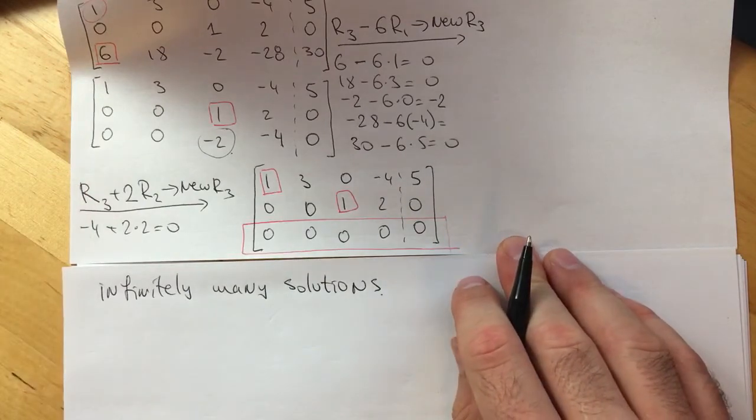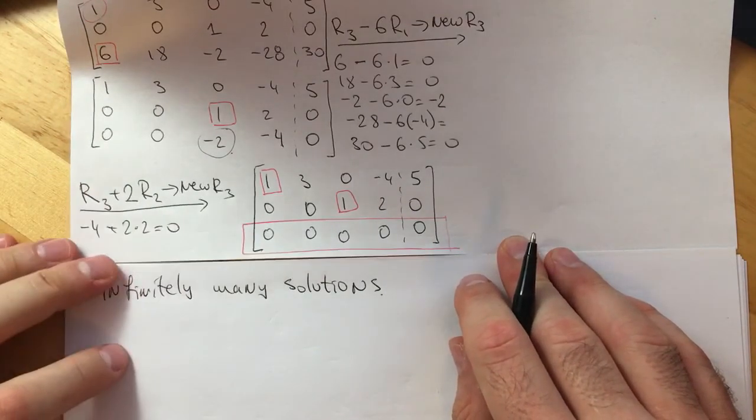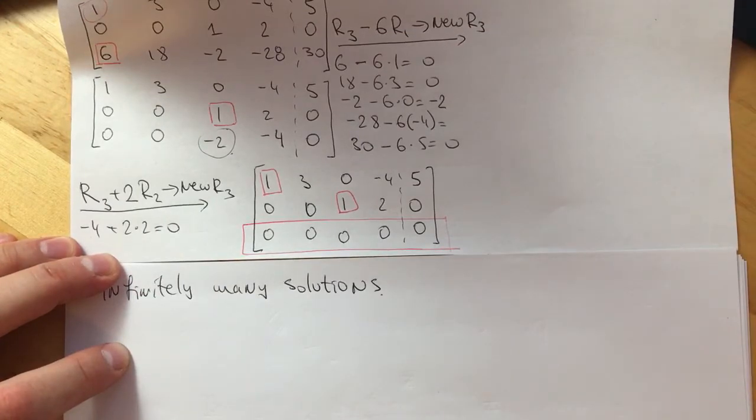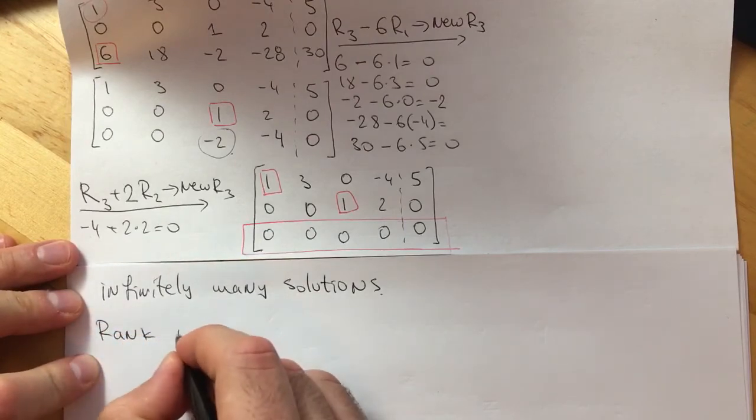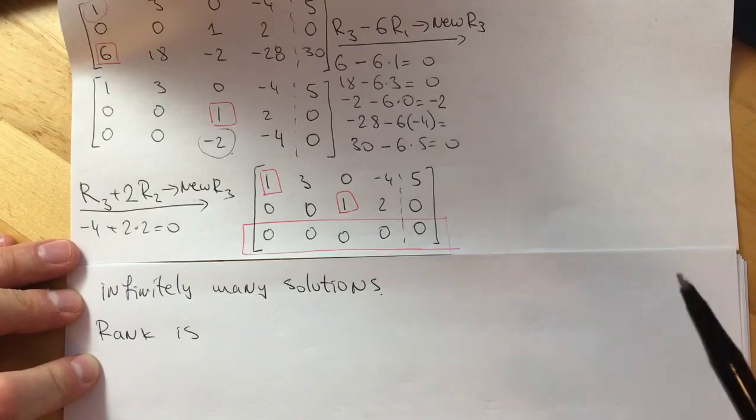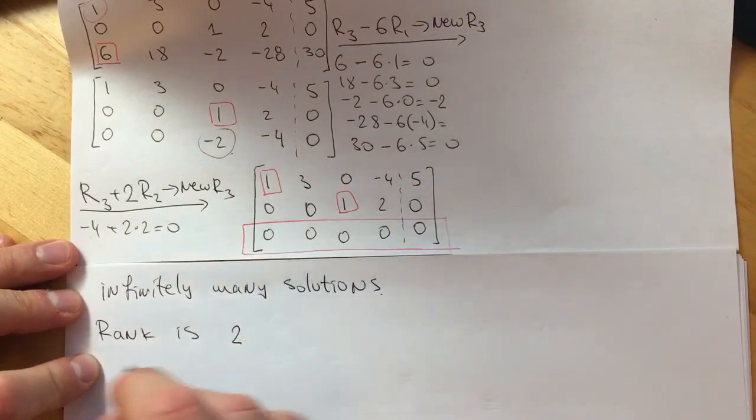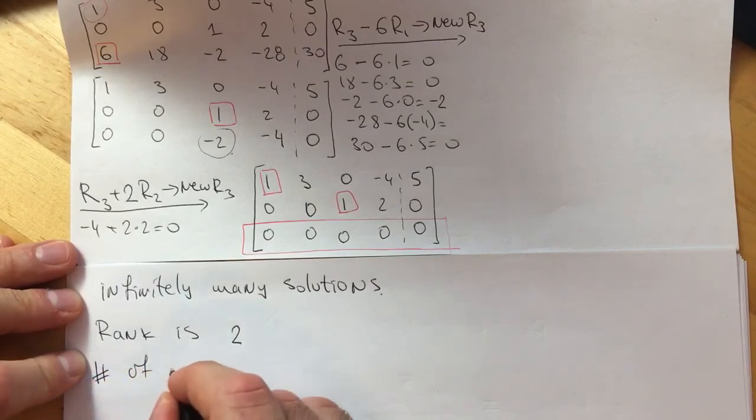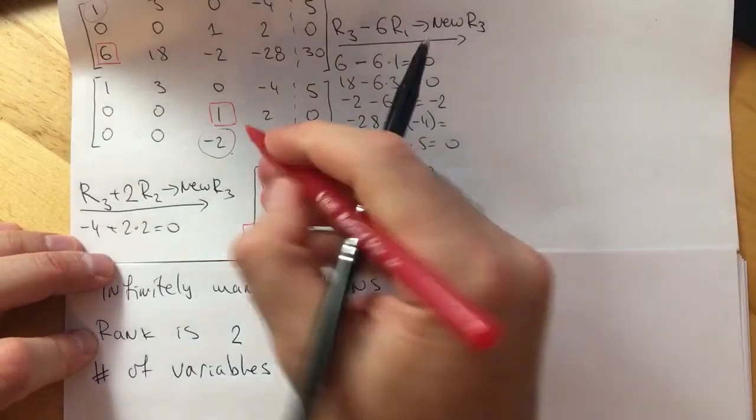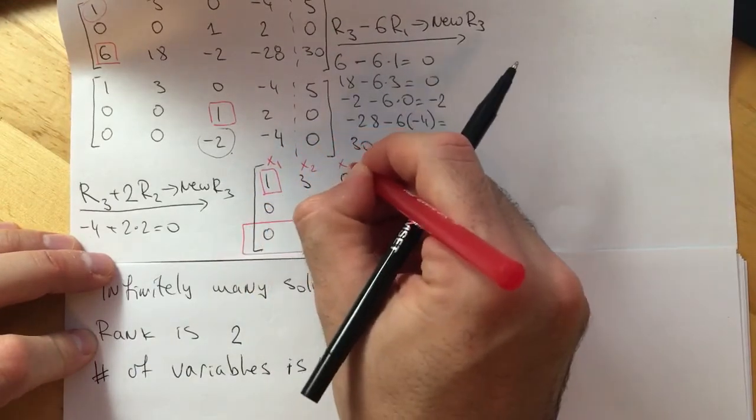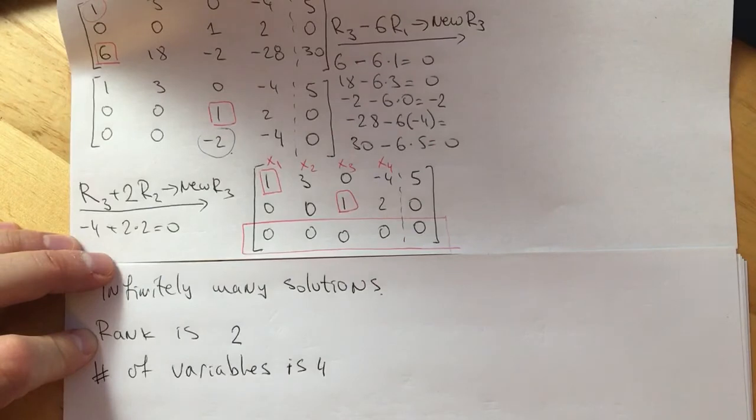The second thing that I said in class, I gave you this amateur definition of the rank of a matrix. What is the rank of a matrix? Following this amateur definition, it is the number of non-zero rows. What is the number of non-zero rows in this matrix? That's 2. What is the number of variables? Well, the number of variables is 4, right? I have 4 variables from x1 all the way to x4.